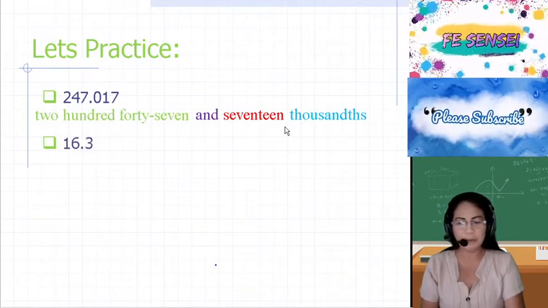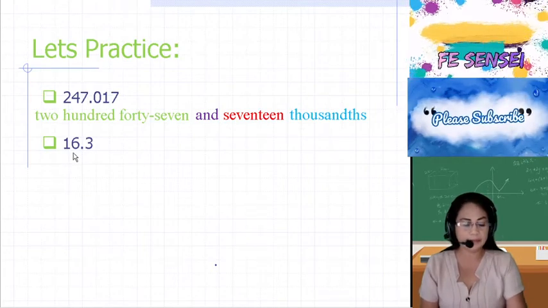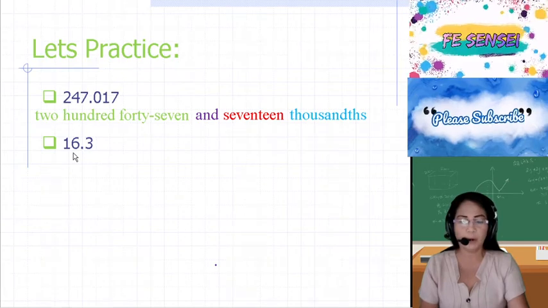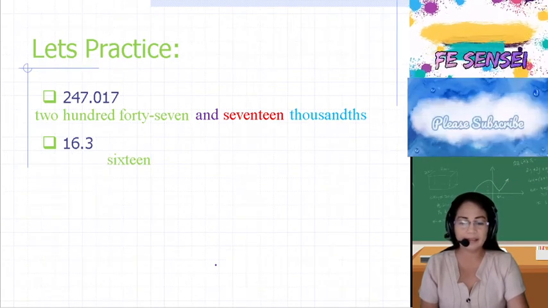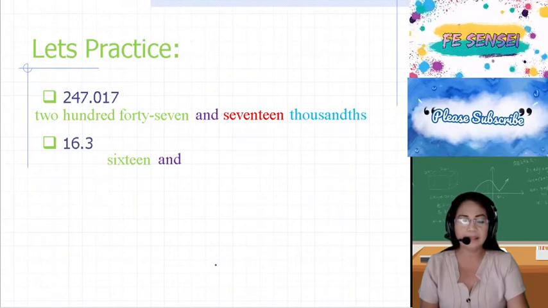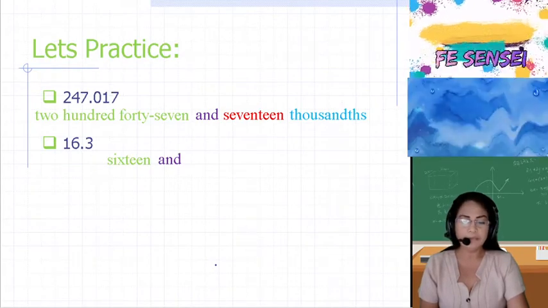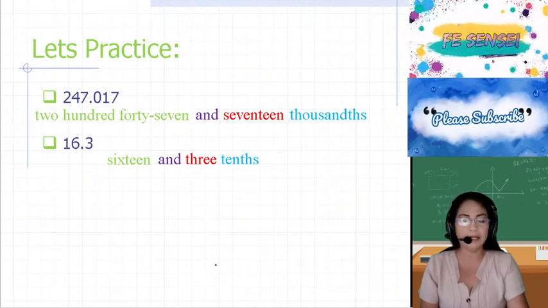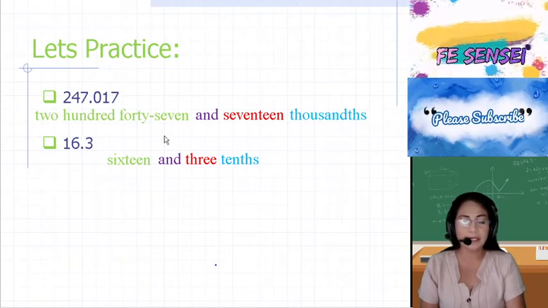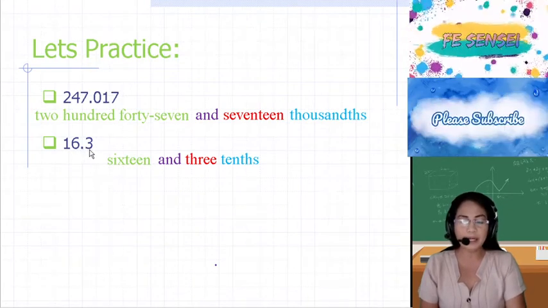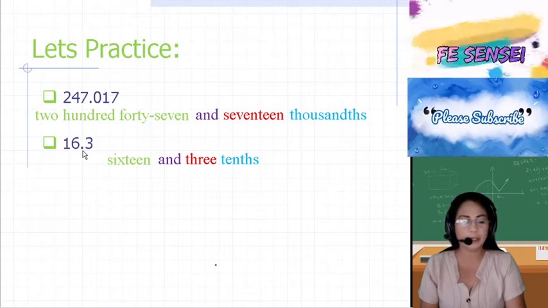Let's have another example. Read or write the number before the decimal point. And that's 16. Then the decimal point, and then the number after the decimal point, or the decimal, is 3 tenths. Why tenths? Because the number is in the tenths place, the first number after the decimal point.